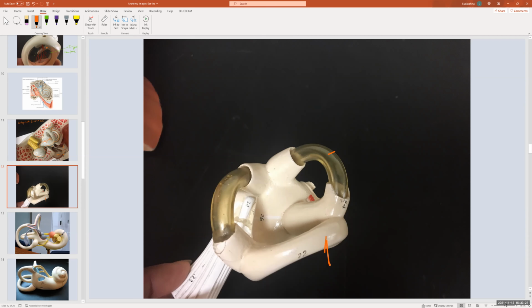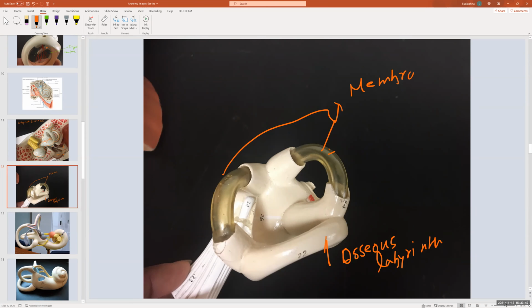So these bony layers, call that osseous labyrinth. And this membranous layer, call that membranous labyrinth. Osseous labyrinth, membranous labyrinth.